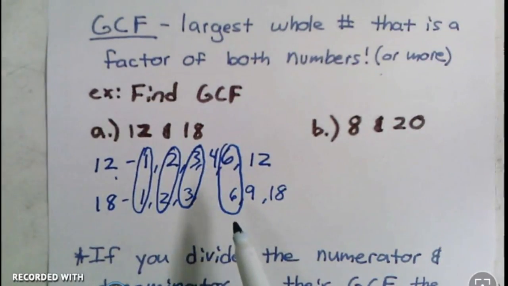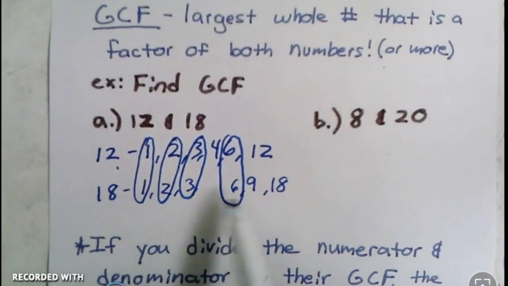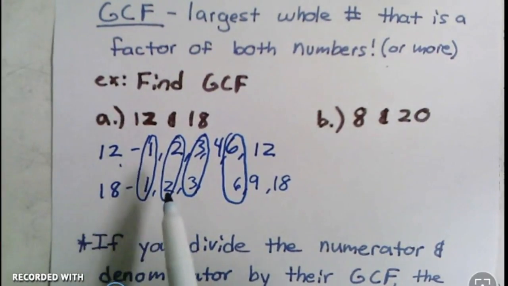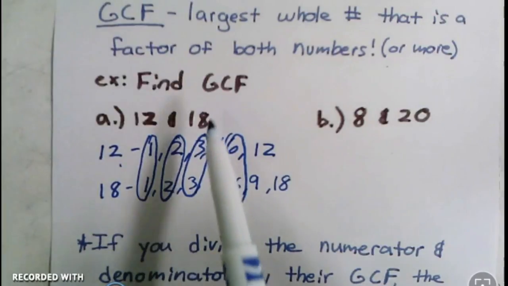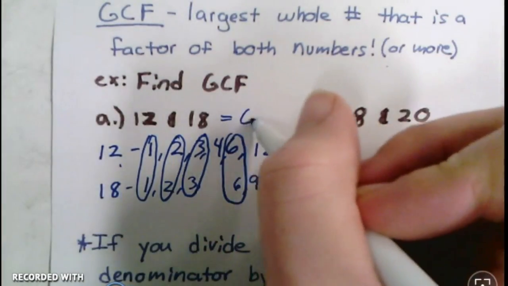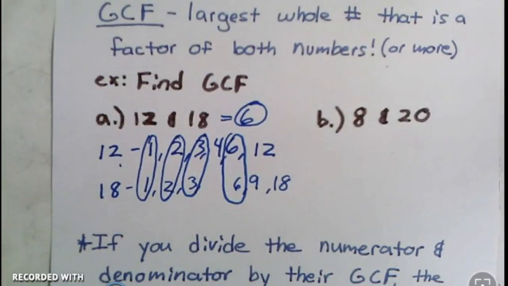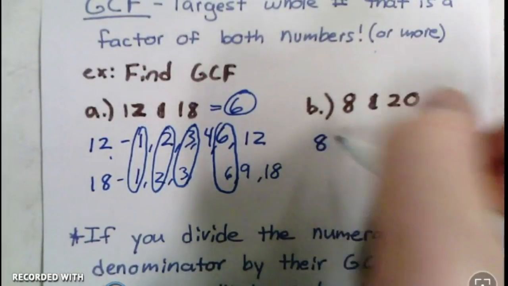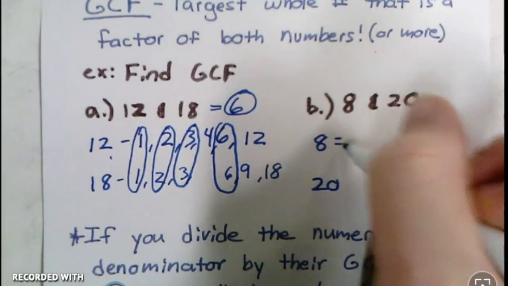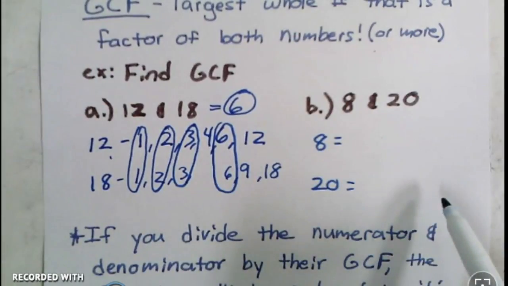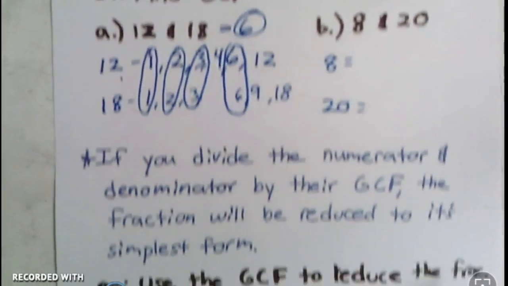So now that I've done that, I'm going to look for the biggest. These are all common factors. I'm going to look for the biggest common factor, which is 6. So the greatest common factor of 12 and 18 is 6. Okay, try that with B on your own. You're going to write them vertically first, and then you're going to write all their factors. Circle the ones that are the same and find the biggest one.